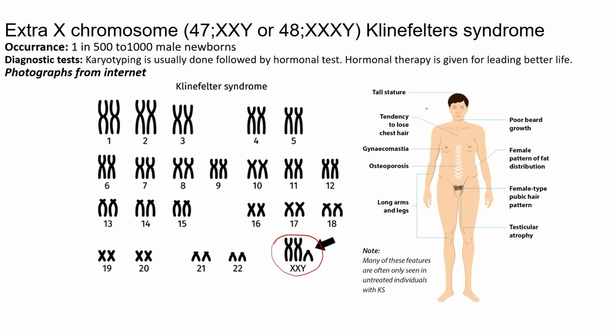What are the features? Tall stature, tendency to lose chest hair, poor beard growth, female pattern of fat distribution, female type of pubic hair, testicular atrophy, that is testicles are very small in size, long arms and legs, osteoporosis, that means the bone is weak, and gynecomastia, that is presence of breast-like appearance or overgrowth at that region. So these are some of the features of this.